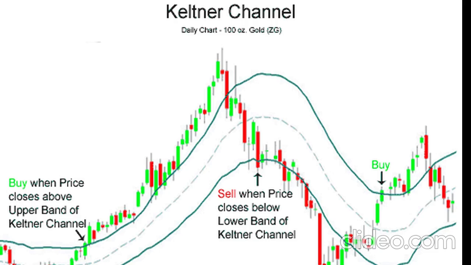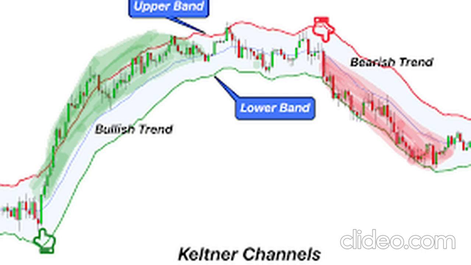How it works. Middle line: a central EMA of the price, often a 20-period EMA. This line indicates the overall trend direction. Upper and lower bands: the outer bands are created by adding and subtracting a multiple of the ATR from the middle line. A common setting is 2 times the ATR. Volatility: the distance between the upper and lower bands indicates market volatility. A wider channel means higher volatility, while a narrower channel means lower volatility.